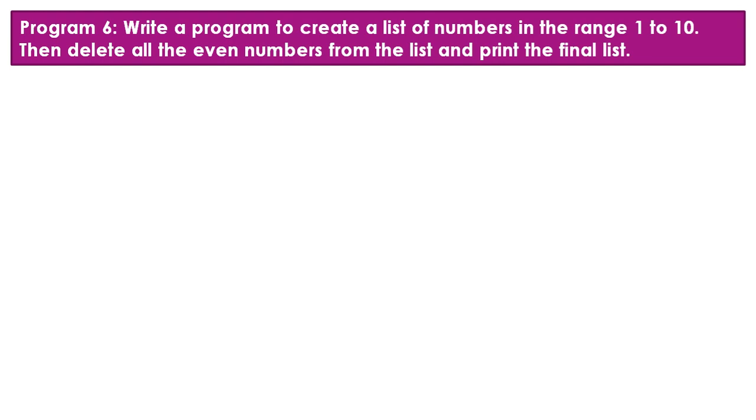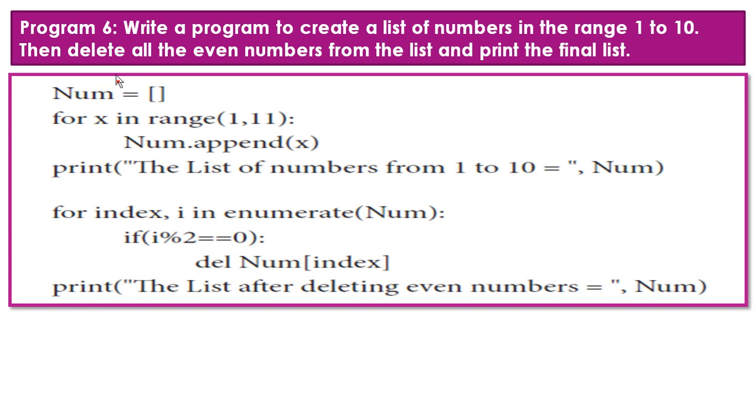And the next program, number 6. Write a program to create a list of numbers in the range 1 to 10, then delete all the even numbers from the list and print the final list. Find the one list which contains 1 to 10. From the list you delete all the even numbers 2, 4, 6, 8. Then the remaining numbers are odd numbers, that is 1, 3, 5, 7, 9. That should be printed by using this program. So this is the aim of this program.